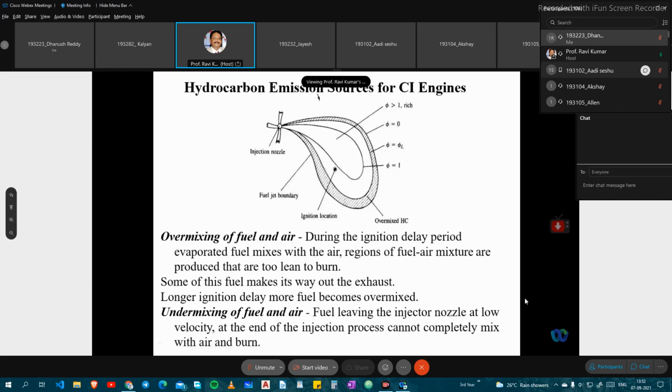Overmixing of the fuel and air during the ignition delay period: evaporated fuel mixes with the air, and regions of the fuel-air mixture are produced that are too lean to burn. Some of this fuel makes its way out the exhaust, and with a longer ignition delay, more fuel becomes overmixed. Undermixing of the fuel and air: fuel leaving the injector nozzle at low velocity at the end of the injection process cannot completely mix with the air and burn. Overmixing and undermixing both cause a lot of problems in the combustion of these CI engines.